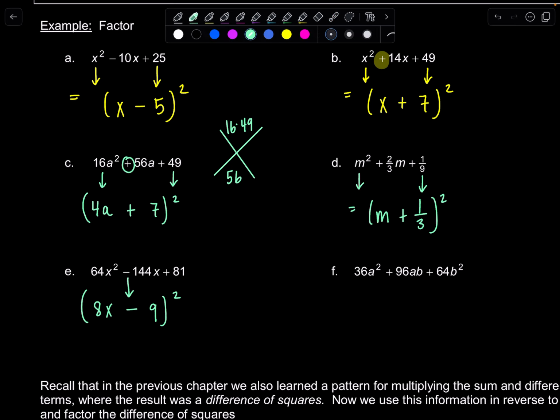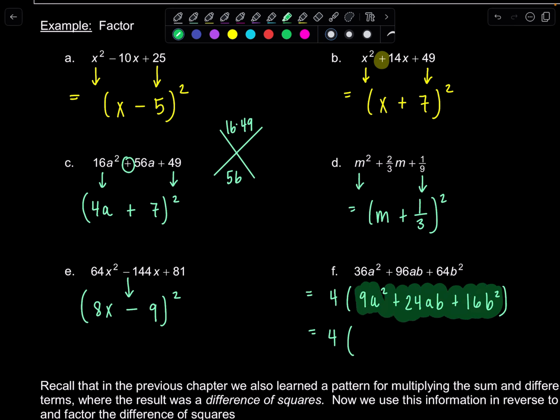So first I can take out a 4 from everybody, yes. Then you have 9a squared plus 24ab plus 16b squared. Very good. So this is 4 times. And then you see, yes, this is still a perfect square trinomial. Square root of 9a squared, that's going to be 3a, plus square root of 16b squared is 4b.